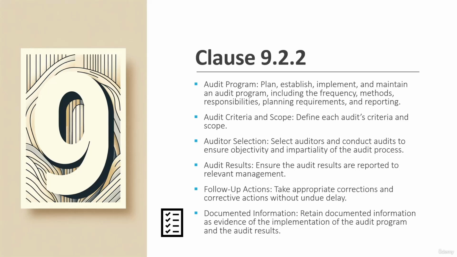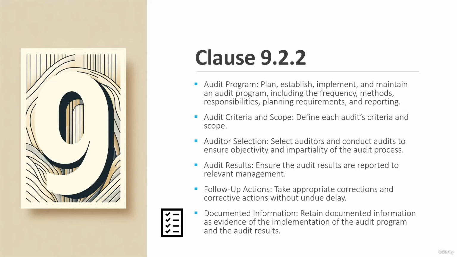Regarding auditor selection, ISO does not talk about the qualification of auditors. What ISO 9001 specifically asks for is that the auditors conducting the audit should be objective and impartial of the process being audited. But as I said earlier, companies might have their own requirements, and many companies do have requirements related to auditor qualification and auditor training. But ISO 9001 as a standard does not specifically talk about auditors' qualification and training.